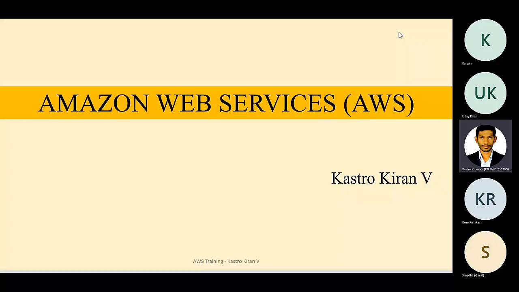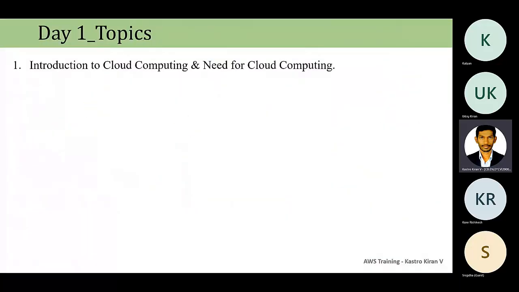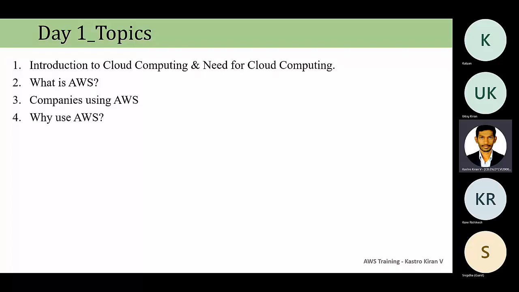For today's class, we'll be talking about the introduction to cloud computing: how cloud computing emerged and what the need for cloud computing is. This is also most important. Followed by that, we'll talk about what AWS actually is and why we call it a cloud computing model. Then we'll see which companies are using AWS, and why most companies are adopting AWS, the cloud computing technology. Then we'll have a brief overview of the different services offered by AWS. So these are today's topics.